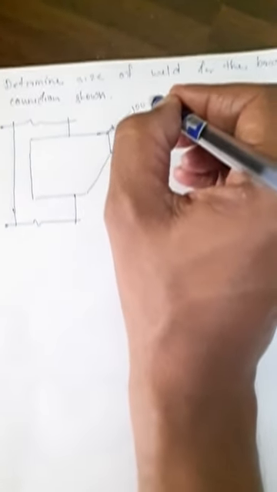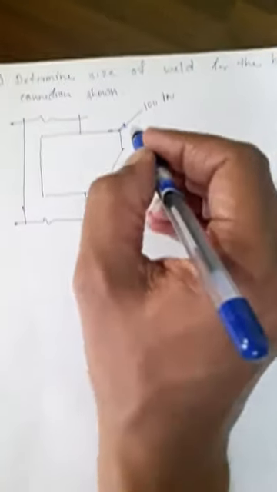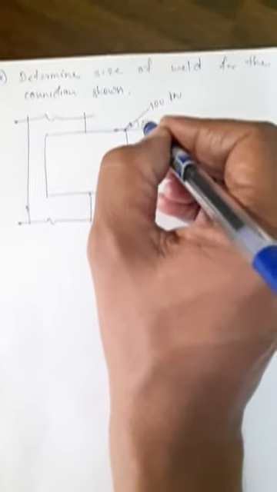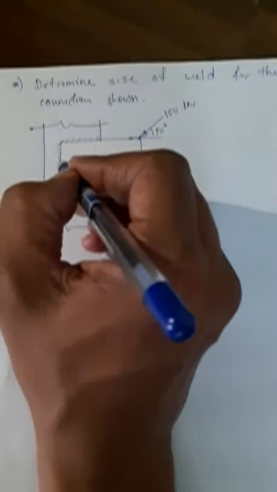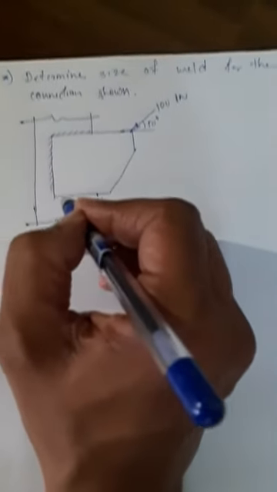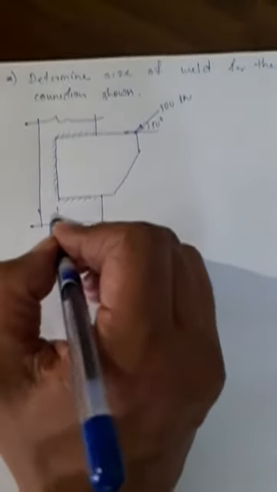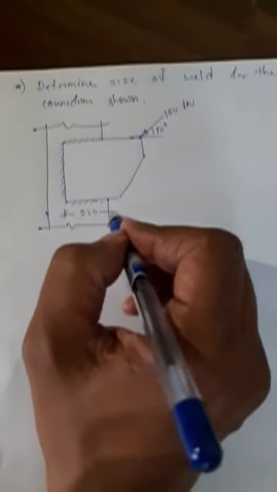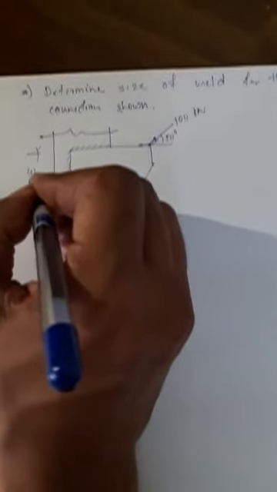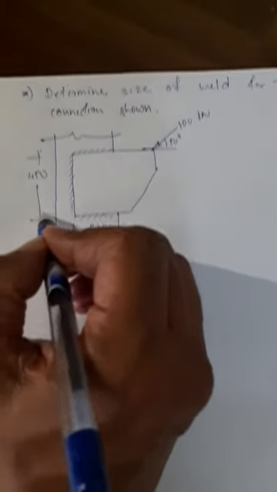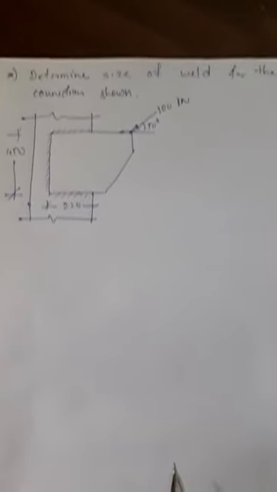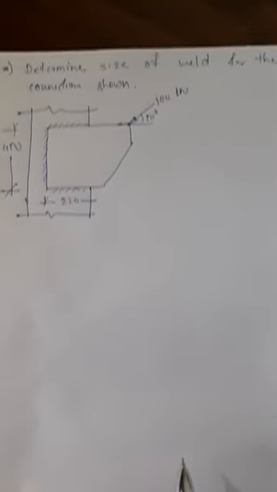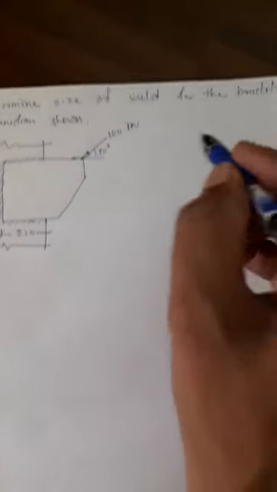Load given is 100 kilonewtons. It is inclined at an angle of 50 degrees. So these are the weld details: this is 220 mm, 450 mm. We have to find the size of the weld required. Since this is a design problem, you have to consider factored loads. So we'll start with the solution.